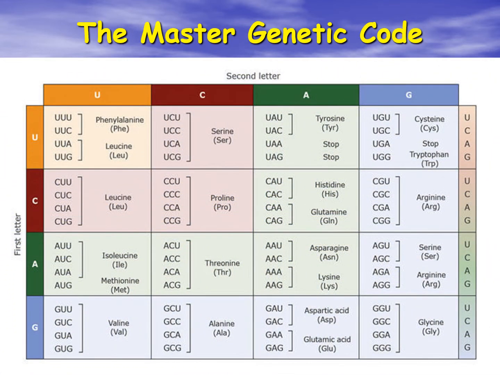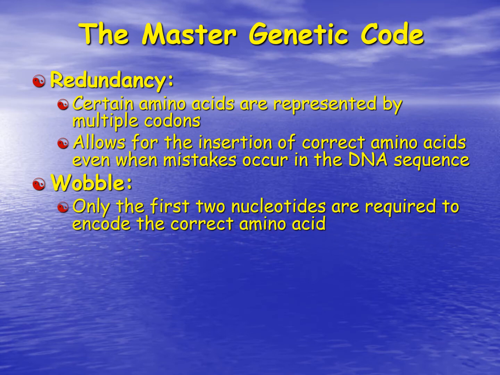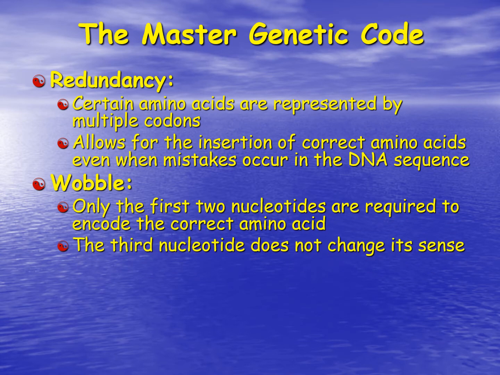So if I have UC, does it matter what the third letter of the codon is? No, it's going to code for serine. So if I've got UC, that's it. We've got serine, and that's the only thing we can have. Doesn't matter what the third letter is. So this is known as the wobble. And this redundancy and wobble within the code allow for errors to occur in the genetic code without causing changes in the protein.